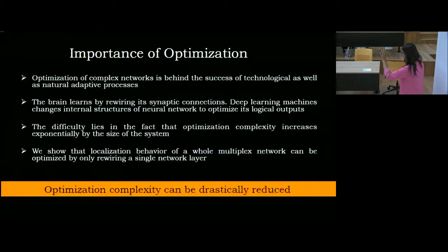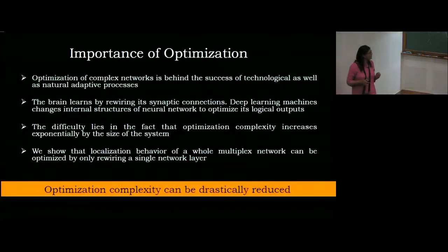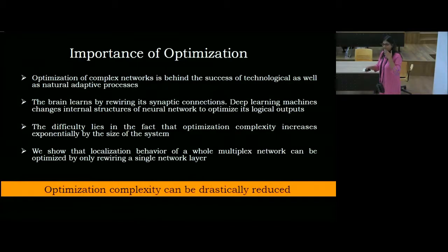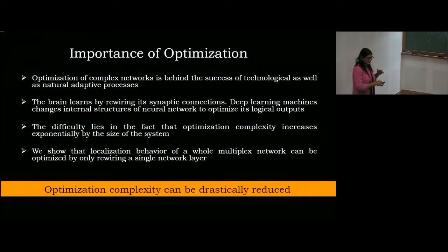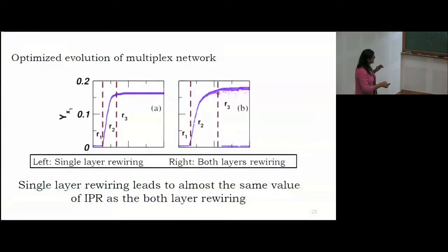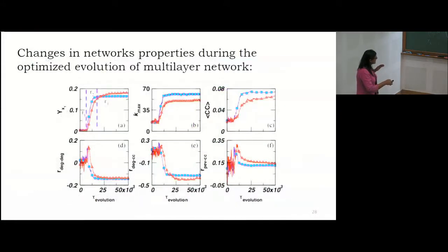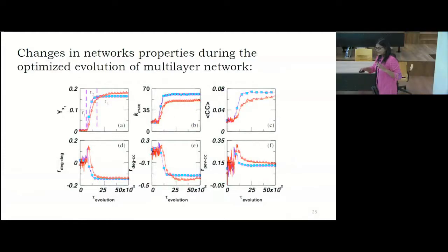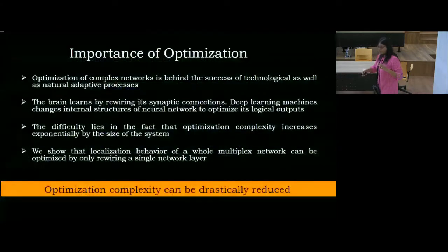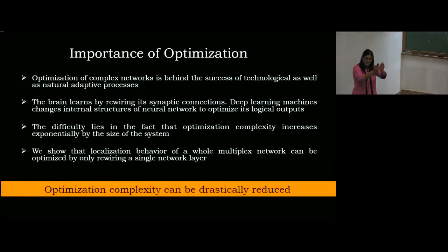There are certain properties which I am ignoring. I just want to say this is the importance of optimization, because in the beginning I said there are 3 different components. Optimization in complex networks is known to be behind the success of many natural adaptive processes, and the difficulty lies in the fact that the optimization complexity increases with the size. What we have shown here, which I have not emphasized or clearly explained, is that rewiring one layer leads to as efficient localization as rewiring both layers. So the optimization complexity is drastically reduced. We are only rewiring a small component and achieving something which we could do by rewiring the entire thing.